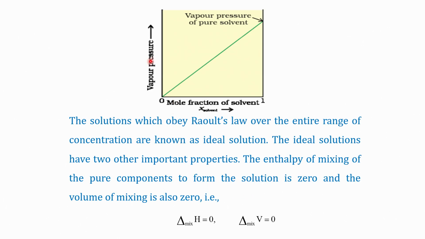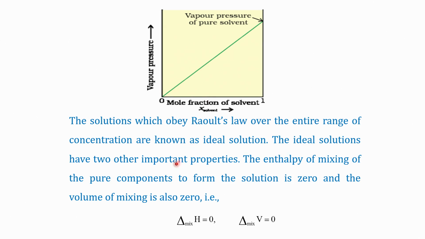So, the vapor pressure of the solvent keeps on increasing as the mole fraction keeps on increasing. When it is 0, vapor pressure is 0. When the solvent is 100%, it will reach a maximum. This is the characteristic of each solvent. So, this line may have different slopes for different solvents. For solvent 1 it may go like this, for solvent 2 it may go like this, for solvent 3 it may go like this.